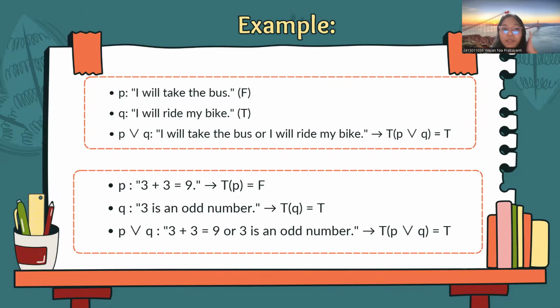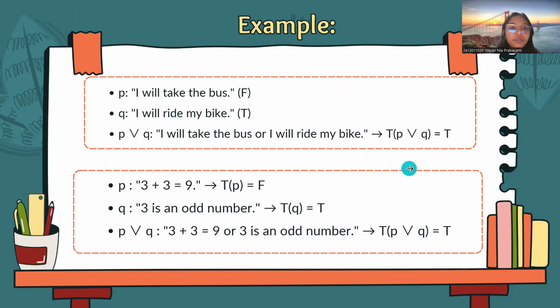The first example: P is the statement "I will take a bus," and let's say it is false because I missed it. And Q is "I will ride my bike," and the value is true. And the disjunction will be "I will take the bus or I will ride my bike." The value will be true based on the truth table.